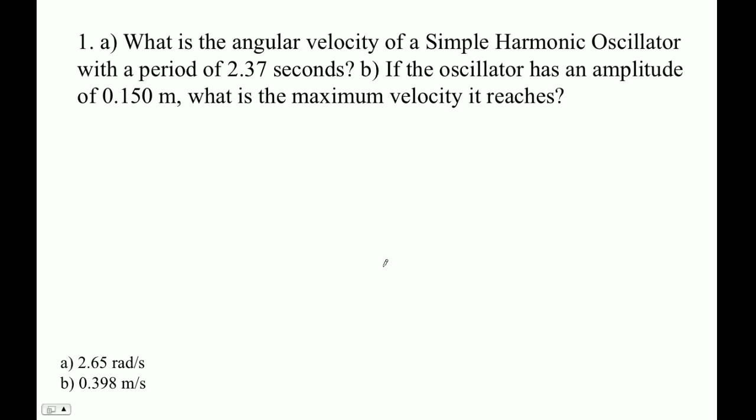So what is the angular velocity of a simple harmonic oscillator with a period of 2.37 seconds? If the oscillator has an amplitude of 0.150 meters, what is the maximum velocity it reaches? Okay, so the first one says, what is the angular velocity?